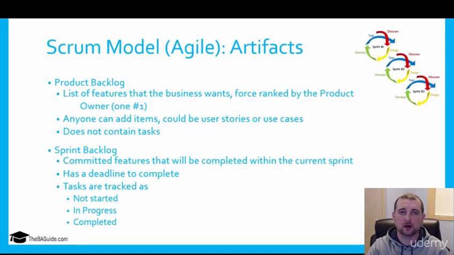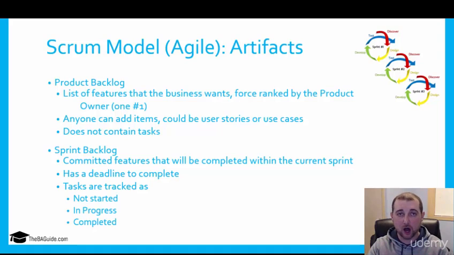The first thing is the product backlog, and we've kind of talked about it a little bit, but this is a list of features that the business wants, and it's force ranked by the product owner. So when I say force ranked, I mean there can only be one number 1, there can only be one number 2, there can only be one number 3. And trust me, it's easier said than done to get somebody to force rank them. So if you have a product owner that's able to go through and actually force rank requirements, that's a huge bonus on your project, and that's a huge help.